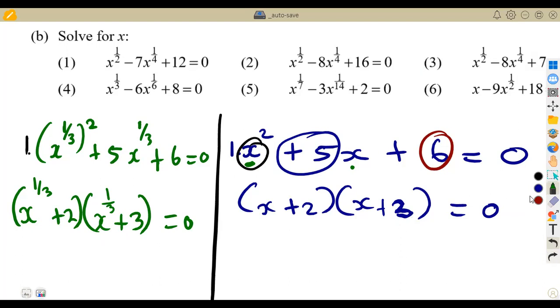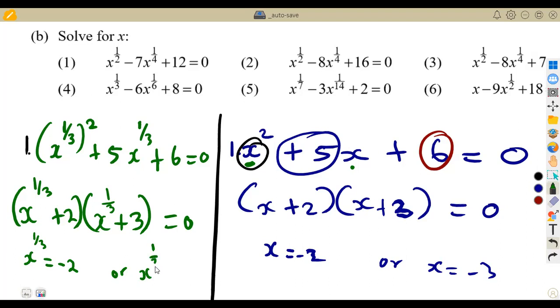Then we solve just like what we could have solved here, to say x plus this is equal to this, x is equal to minus 2. We do the same thing, or x is equal to minus 3 on the other side. It means the same even here. We are going to take it that way. It means this bracket must be equal to 0. So x to the exponent of 1 over 3 must be equal to, transpose 2 to the other side, it becomes a negative 2, or x to the exponent of 1 over 3 on this one, transpose 3 to the other side, it becomes a negative 3.